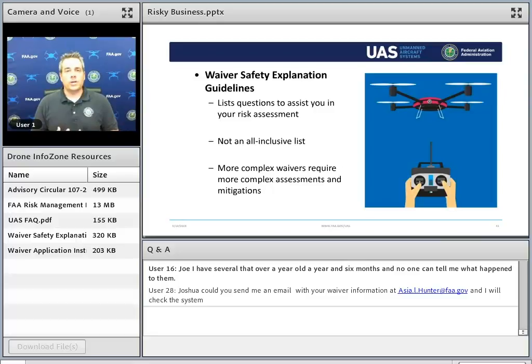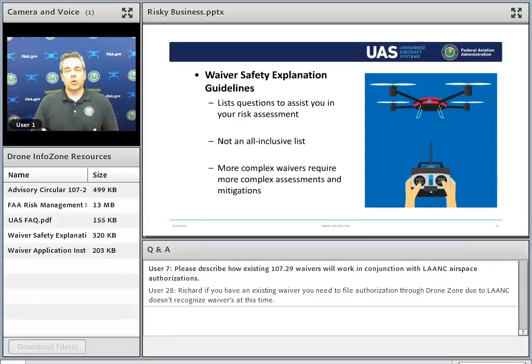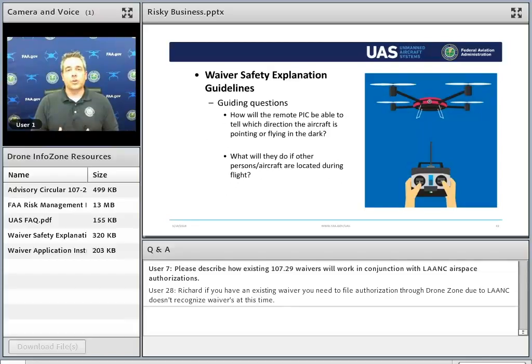There are lists of questions in there to get you thinking about hazard identification, risk assessment, and mitigation. Remember, as you move up that risk assessment matrix, as your operation becomes more complex, you're going to need to provide additional mitigation, assessment, and hazard identification strategies in your waiver application. So don't look at the Waiver Safety Explanation Guidelines as the all-inclusive list, thinking, as long as I answer these questions, I'm good to go. If you answer all those questions, and you really need to do that in your waiver application, that is your starting point. Beyond that, you need to include whatever is specific for your operation in that waiver application.